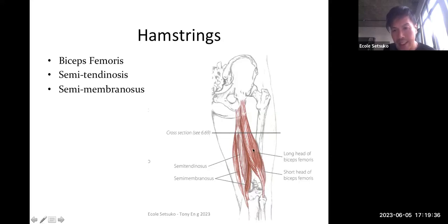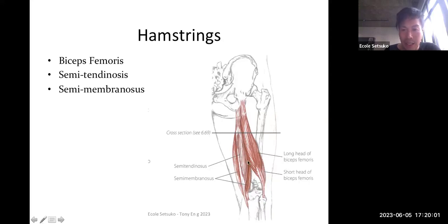So you can see it's at the linea aspera, one half inferior, one half here. So biceps, you have the superior part and you have the inferior, the long head and the short head. Here it's on the lateral aspect, and then the semitendinosus and semimembranosus are on the medial aspects.